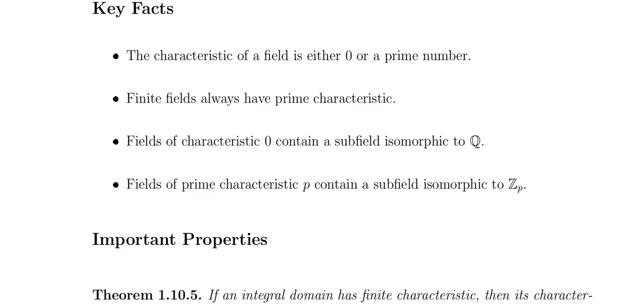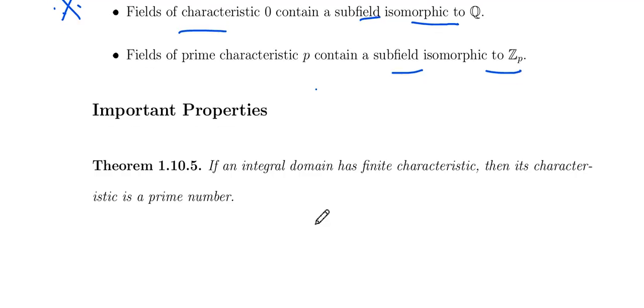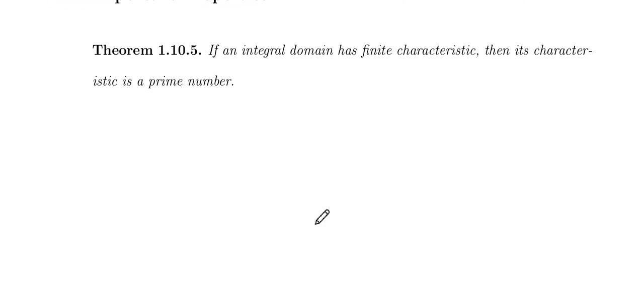Finite fields always have prime characteristic. A field of characteristic 0 contains a subfield isomorphic to Q. It's a very important point. And a field of prime characteristic p contains a subfield isomorphic to Zp. And if an integral domain has a finite characteristic, then its characteristic is a prime number. It's also very, very important. If an integral domain has a finite characteristic, that characteristic should be a prime number.